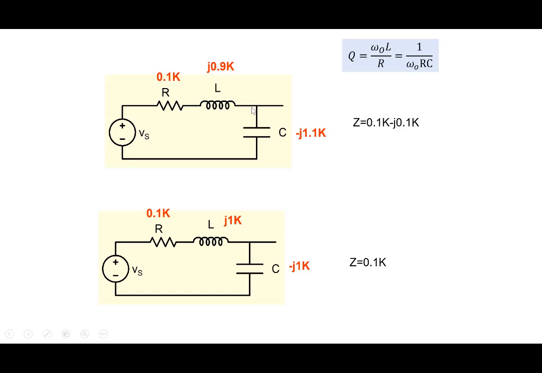And why is that happening? Because the reactive impedance is not that high compared to the resistive impedance here. 0.9 K divided by 0.1 K, or 1 K at resonance divided by 0.1 K, is only a factor of 10.